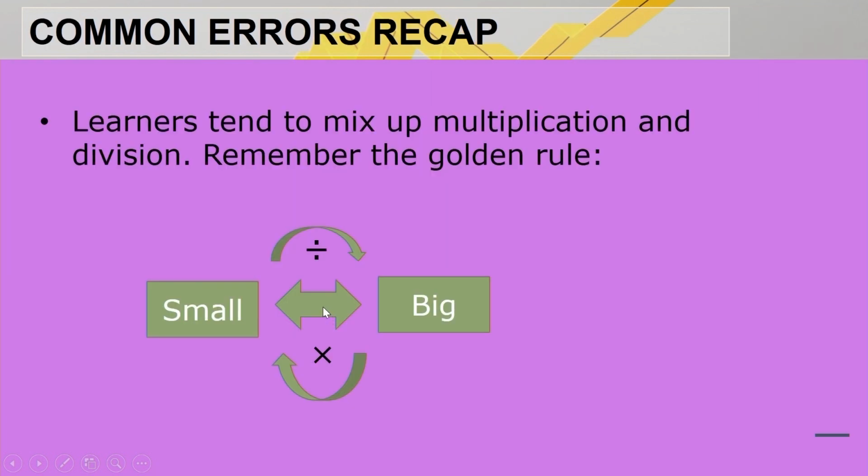Common errors. Learners tend to mix up multiplication and division. Remember the golden rule for conversion. From small to big, I divide, and from big to small, I times. Then they try lengthy calculations with time instead of using their calculator. Remember, 30 minutes is 0,5 hours, not 0,3.